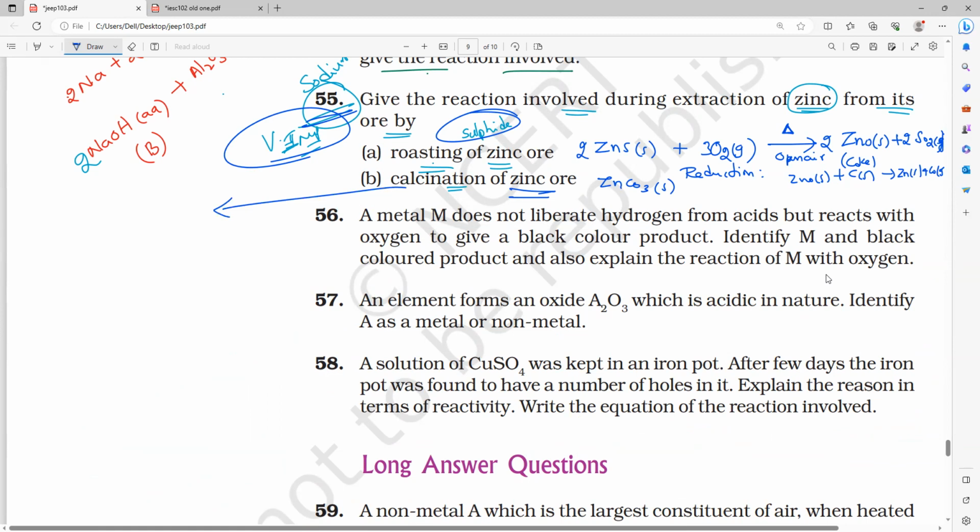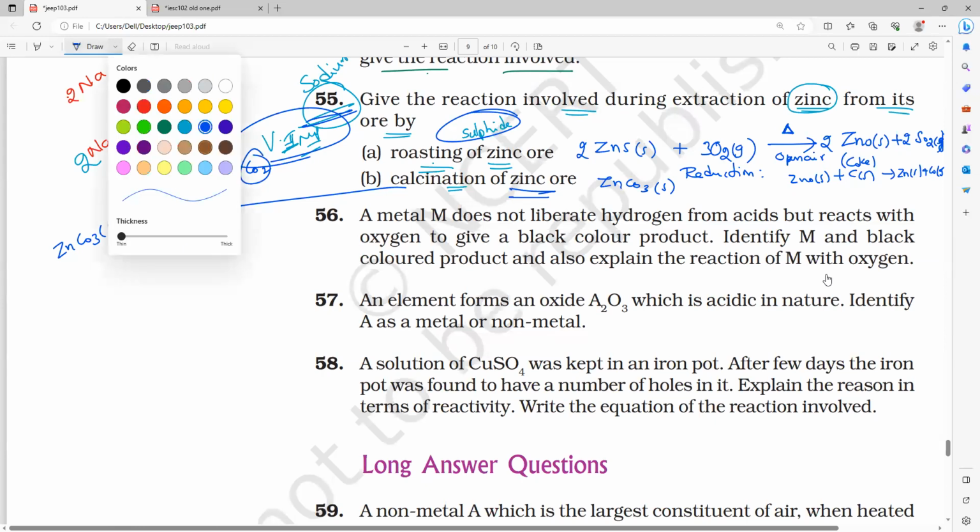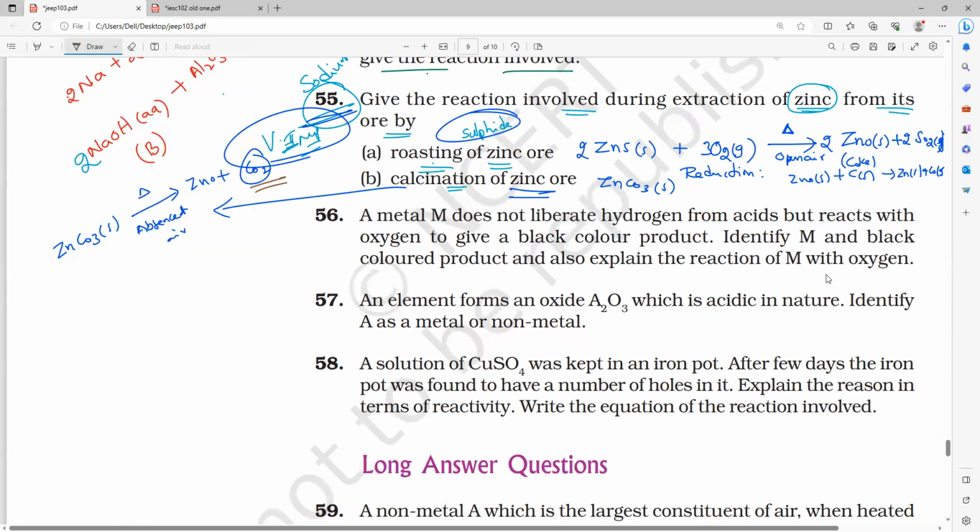Next, calcination of zinc ore. What is the calcination of zinc ore? Zinc carbonate. Absence of air or presence of air? Calcination is absence of air. It will give you zinc oxide plus carbon monoxide or carbon dioxide? Sorry, carbon dioxide. We get carbon dioxide first, and then only we make carbon monoxide. Only in the reduction reaction will we get carbon monoxide.